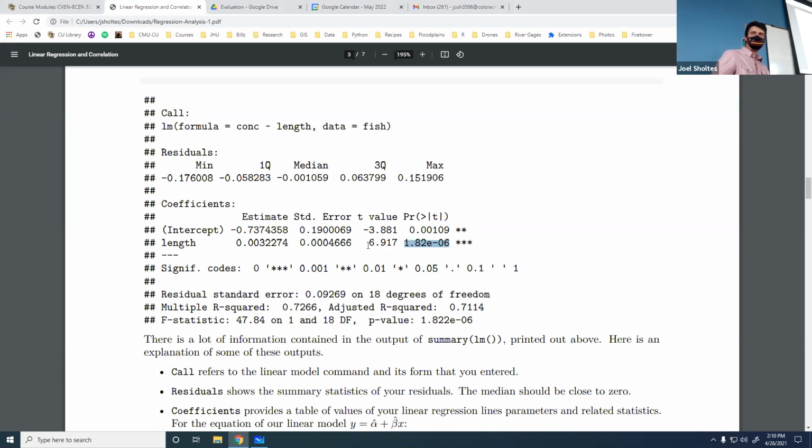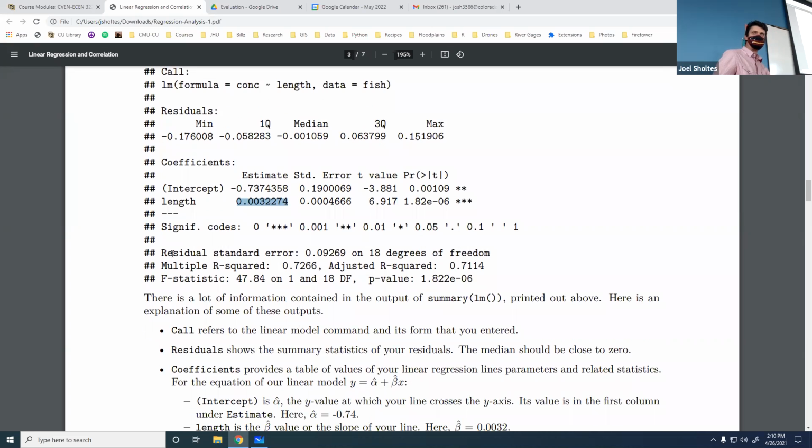So this says that we have a slope that is statistically significantly different from 0. It's a tiny slope, right? But these, again, are tied to the units. So the micrograms per gram per millimeter of fish. We've got a bunch of other things here that we'll get into in the next lecture.